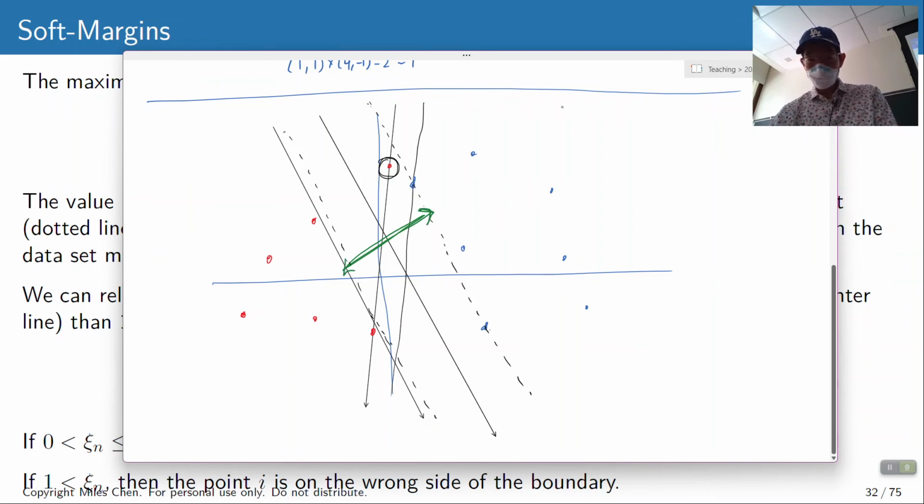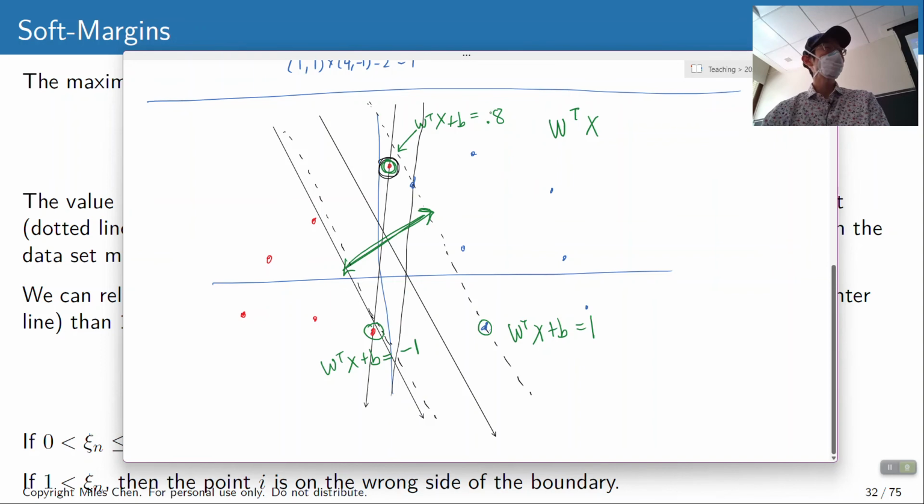So we say W transpose X, and we include this one. This one is going to be W transpose X plus B is equal to 1. This one over here is W transpose X plus B is equal to minus 1. And this one over here is going to be something like W transpose X plus B is equal to, say, 0.8. It's not quite on the boundary, but it's on the wrong side.